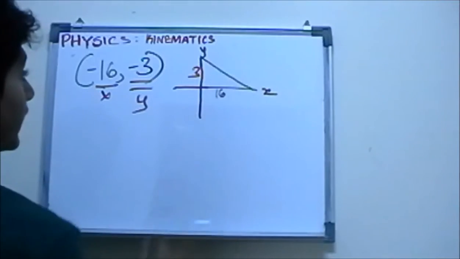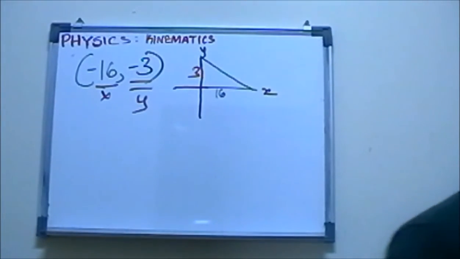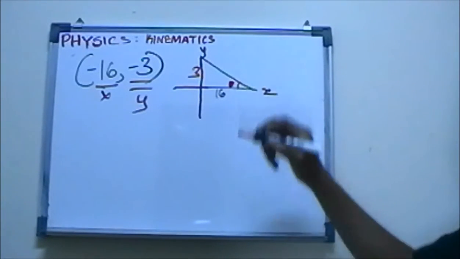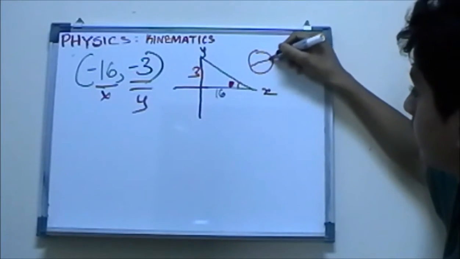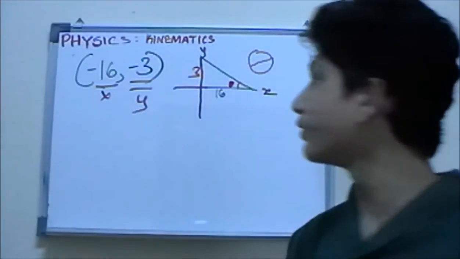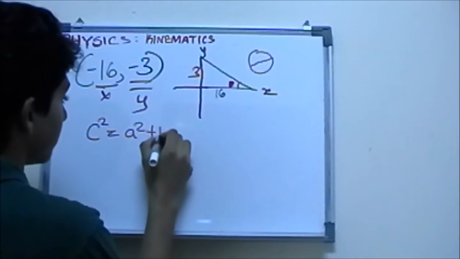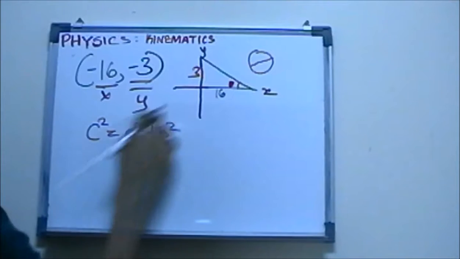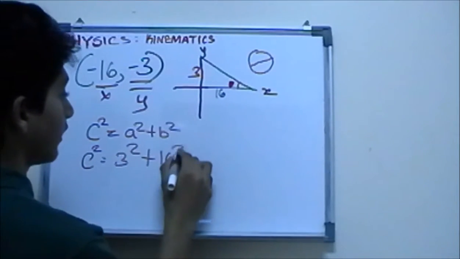Now you use the Pythagorean theorem. If you were to find the angle, it is represented by this symbol over here, which means theta. What you do is c squared is equal to a squared plus b squared, which everybody knows is the Pythagorean theorem. C squared is what we don't know: 3 squared plus 16 squared.